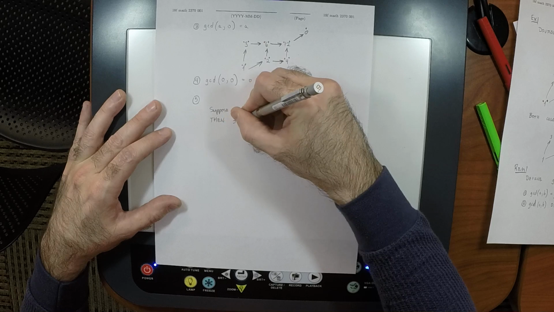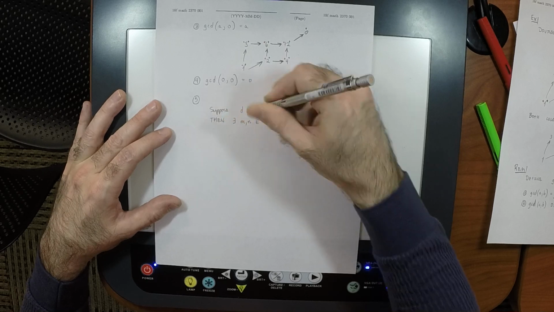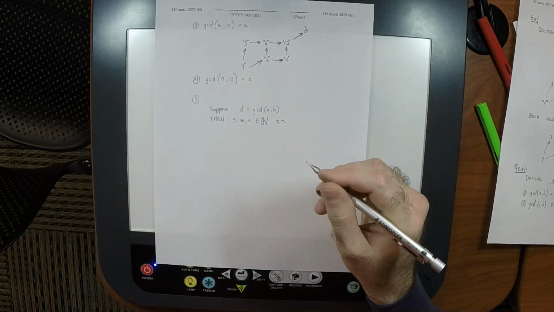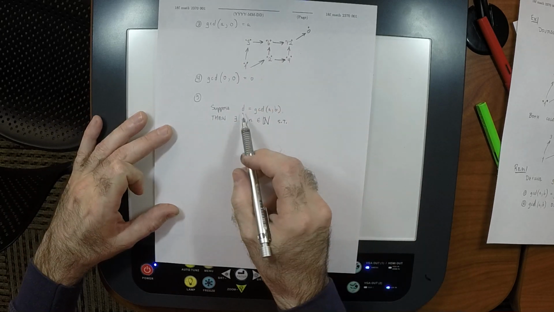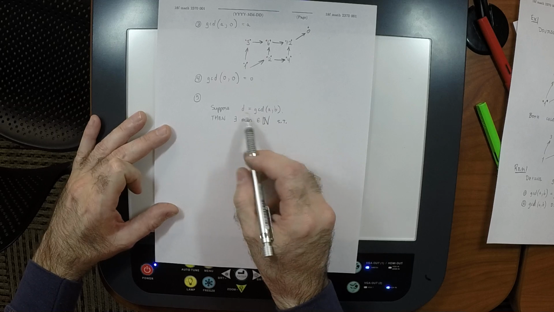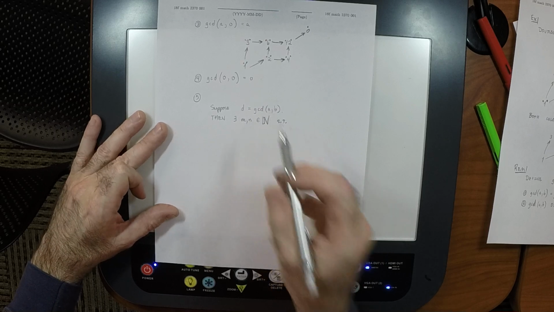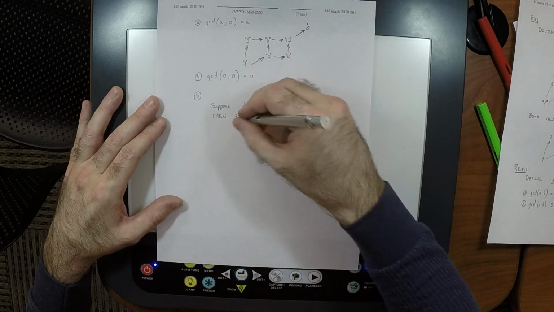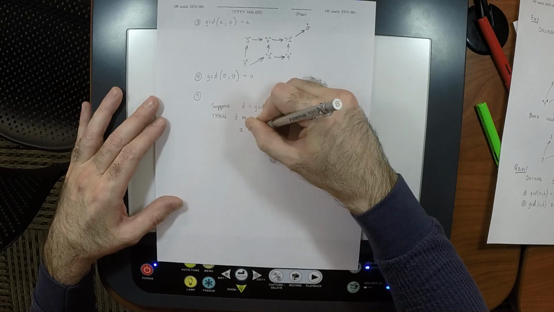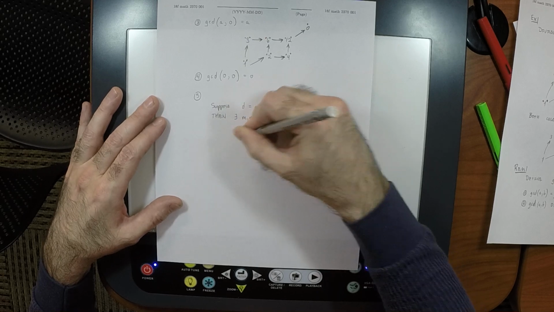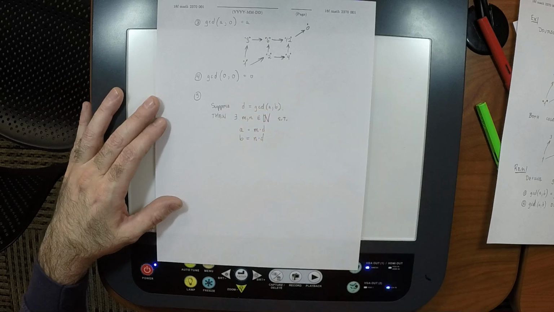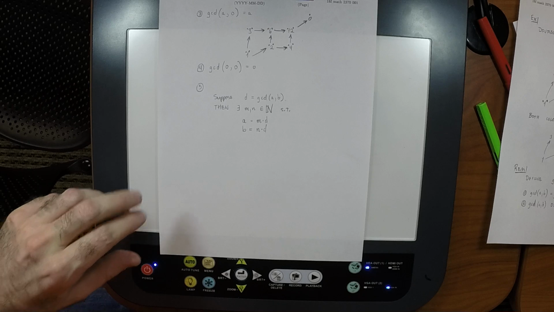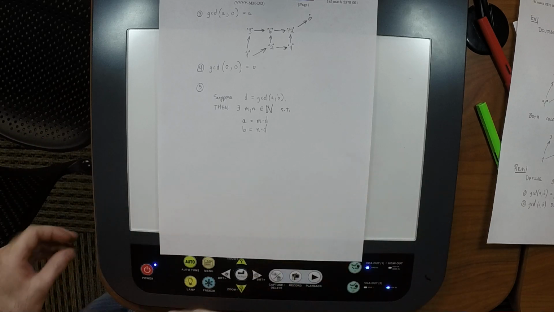Then there exist little m and n, naturals, such that, since D is the greatest common divisor of A and B, it means that it divides A and it also divides B. So such that A is MD and B is ND. That's what it means. It's not just any divisor, it's the greatest one, but in particular, it's a divisor.